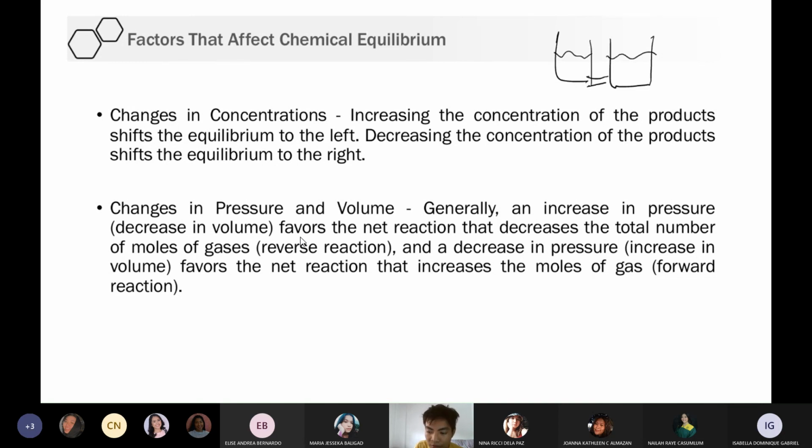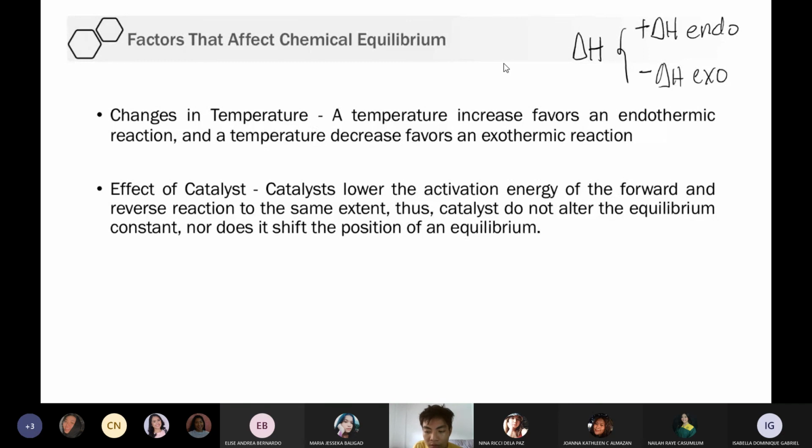Changes in pressure. If you increase the pressure, you favor the side with the lesser moles of gas. If you decrease the pressure, you favor the side of the reaction that has the greater moles of gas. Sa temperature naman, kapag endothermic yan at temperature increase, it will favor the product formation. Pag exothermic yan, decreased temperature, it will favor the product formation. And vice versa. Yun yung nilagay ko dito sa dulo.